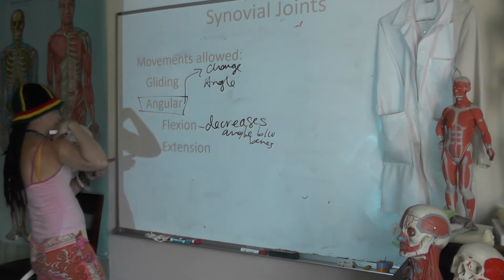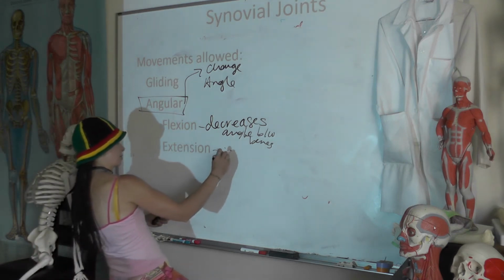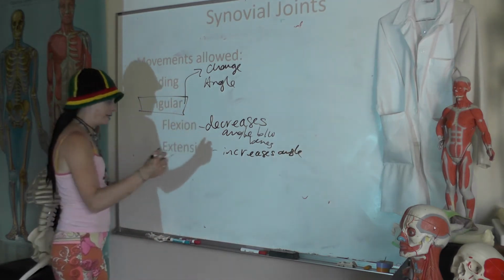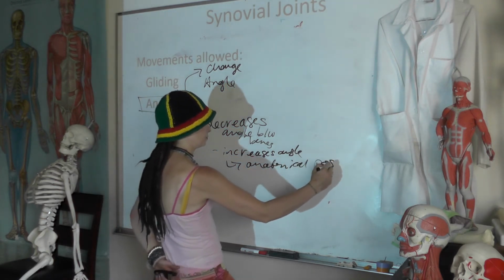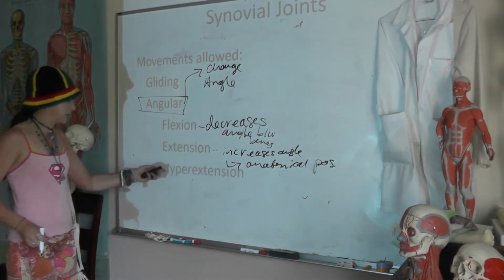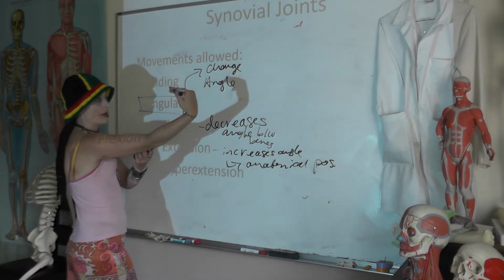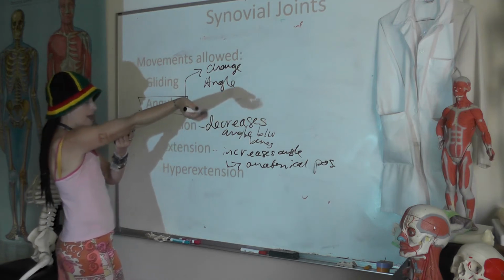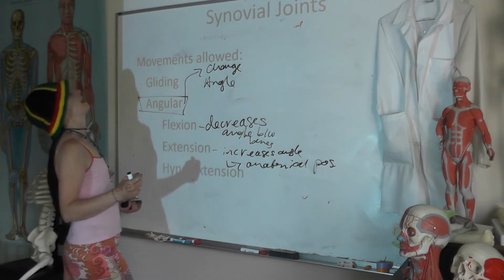If I am increasing the angle, I am extending. So extension increases the angle, but only to anatomical position, or 180 degrees. Why do I make a big deal about saying that? Because I could go beyond 180 degrees in some joints and hyperextend. I can't do it here in my arm, but if my hand is flexed, I could extend it, and then I could hyperextend it. I can also do it in my head. I could flex, I could extend, and I could hyperextend.